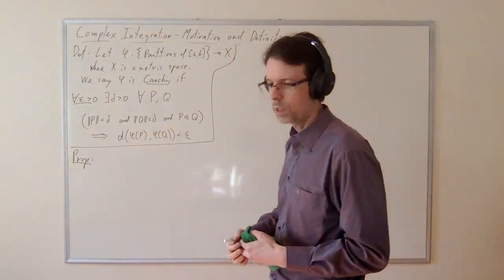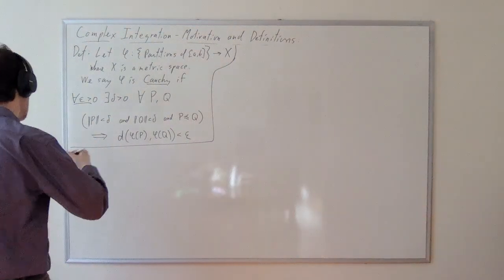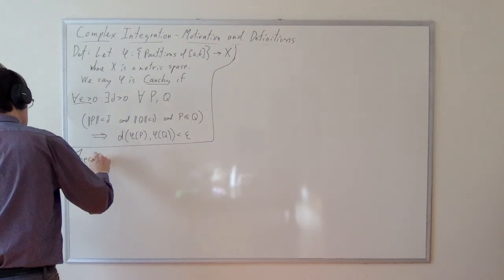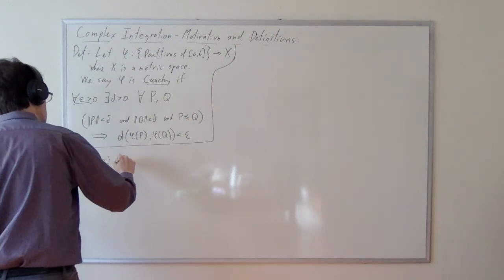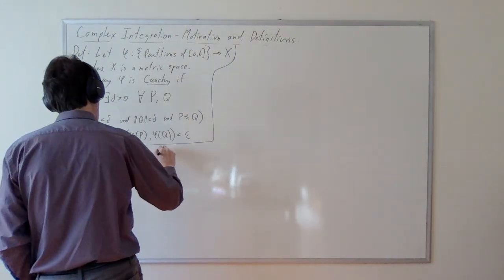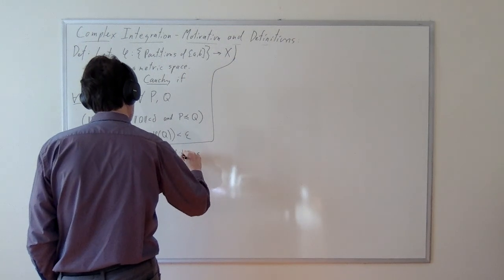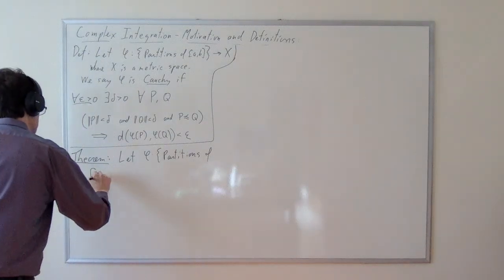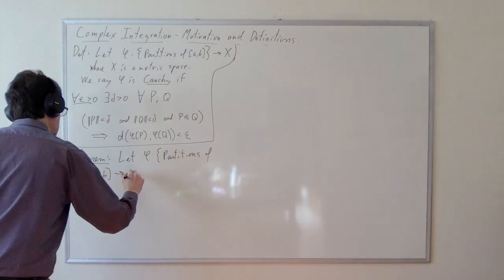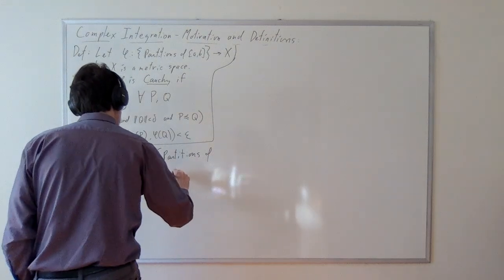I suppose the first thing we need to do is state this thing carefully. So I think this one is hard enough. We should call it a theorem. So let's state this carefully. Let phi map partitions of A, B into X. And here, X needs to be a metric space.